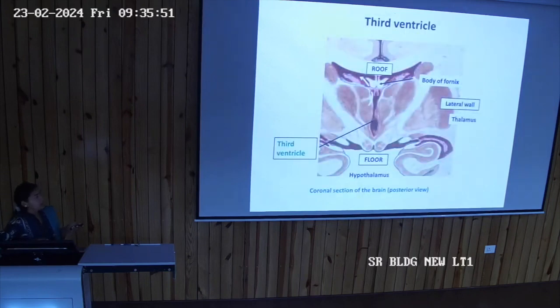Now if we do the coronal section, we can find the third ventricle. So this is the third ventricle. These are the parts of the lateral ventricles on the coronal section. So these are the two parts on the coronal section, the right and left lateral ventricles, which are communicating to the third ventricle.